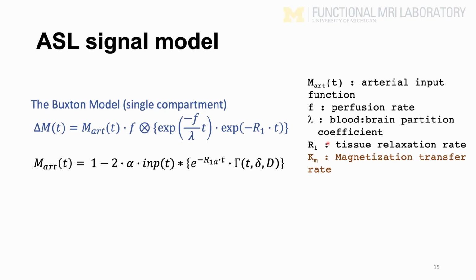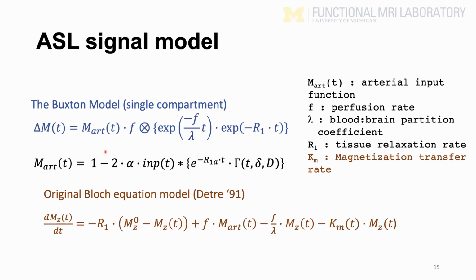Okay, so let's talk about building a dictionary and the signal model. If you follow the ASL recommendations lately, you're probably using the Buxton model to fit the ASL signal. Essentially, it's a model of the tracer kinetics of the difference in magnetization in a steady state. So for simulating the dynamics for fingerprinting, we're going to have to go back to the original Bloch equation models that they used in the very first papers of the ASL technique.